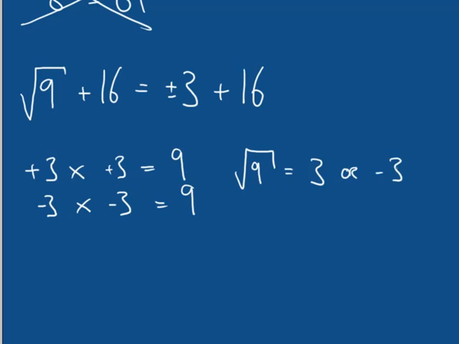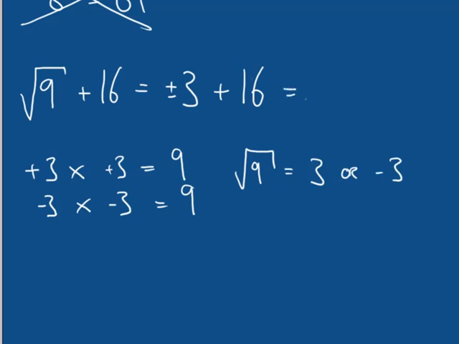We don't know which of these could be squared to give us that value of 9. So when we're dealing with situations like this where we're taking the root of a number, there are always two possible values, and that's going to be plus a value and minus a value. That's what this notation indicates. So that means we actually have two different ways we could evaluate this expression.